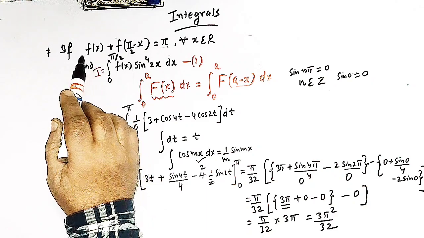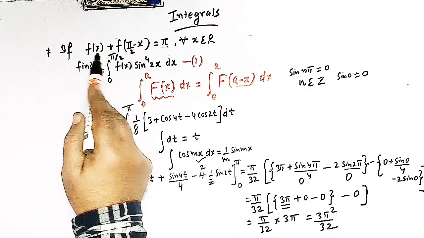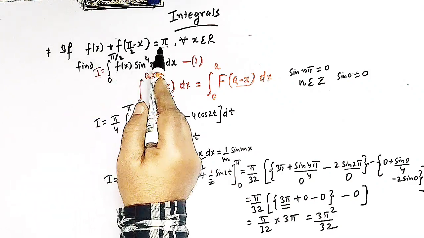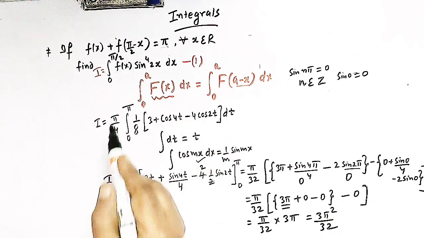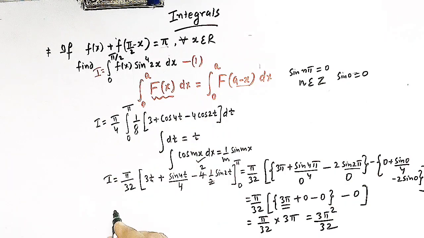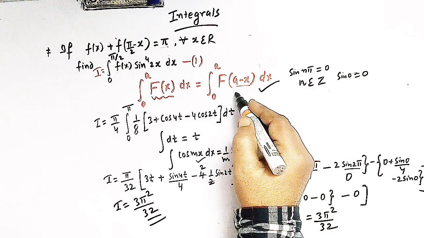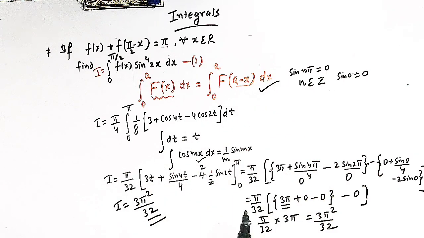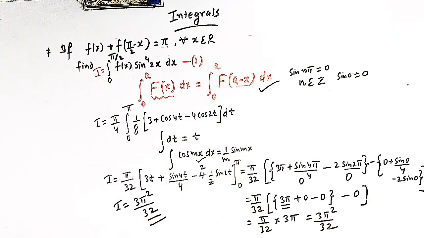So viewers, when we have a function f of x which satisfies this equation, f of x plus f of (pi by 2 minus x) is equal to pi, for all values of x belonging to the set of real numbers, then the value of this integral I is given by 3 pi squared over 32. So this is how, by making use of this property of definite integrals along with some trigonometric identities, we can easily solve these kinds of problems.